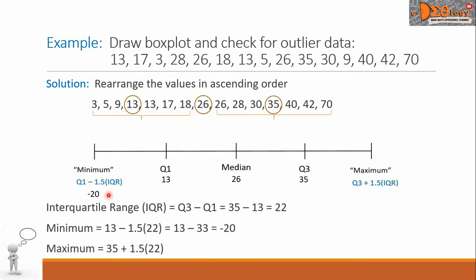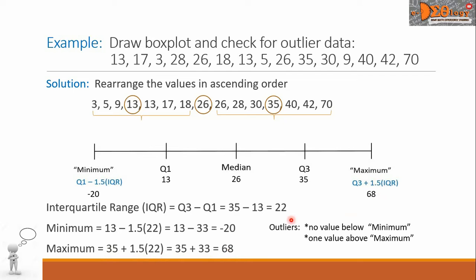Now for the maximum, we have the third quartile, that is 35, plus the product of 1.5 and IQR, which is 22. This 1.5 times 22 is equal to 33. The sum of 35 and 33 is 68. This is the maximum. Let us copy this value below the maximum here.